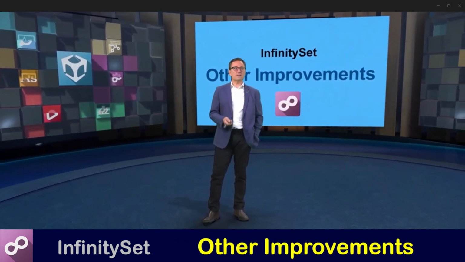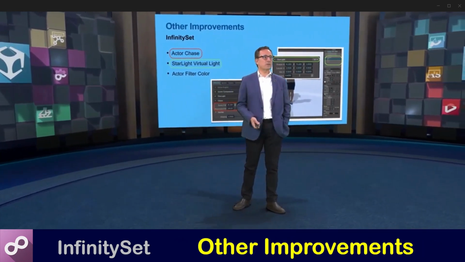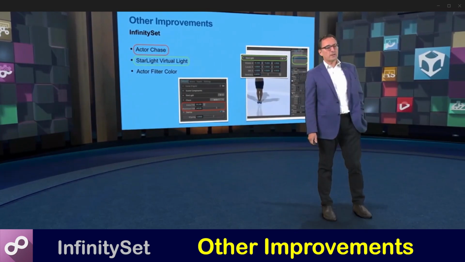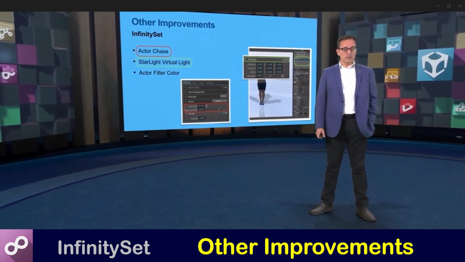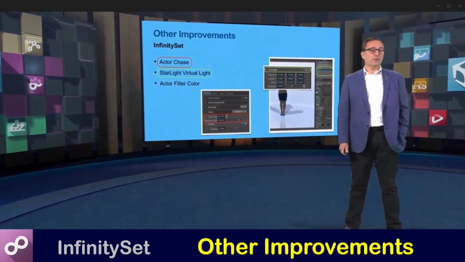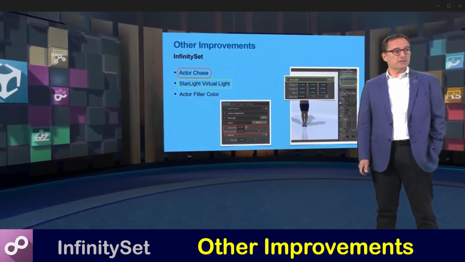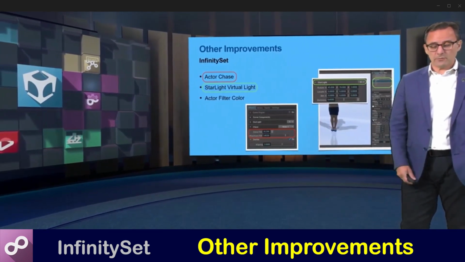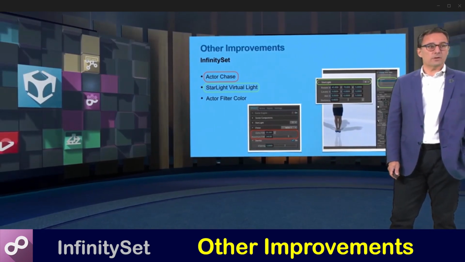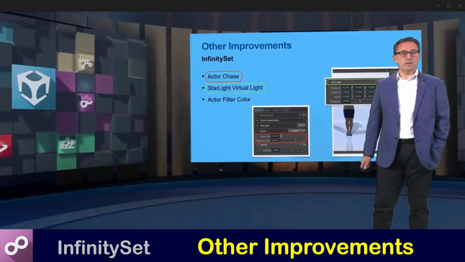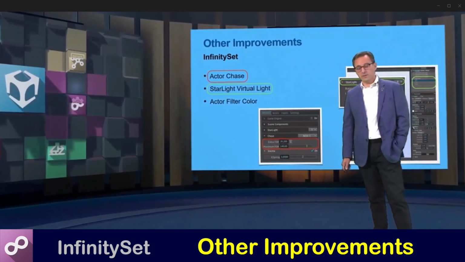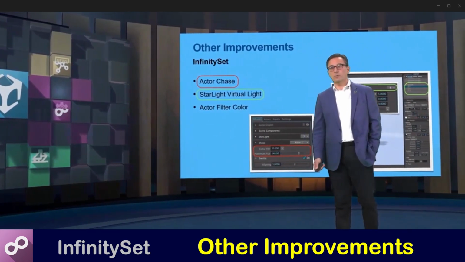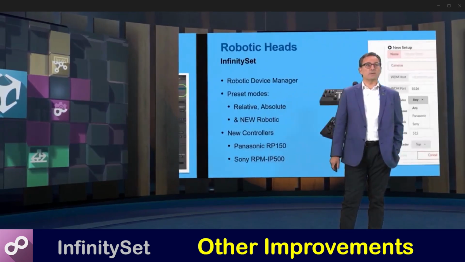So some other improvements inside InfinitySet. These are minor improvements. We have things like the actor chase. So when we are in a track free, we know the position of the actor, and we can have a camera moving accordingly to follow the person. So this is the actor chase. We have the starlight virtual lights. Also, we can easily create lights for an actor just with an effect. We have the color filter for the actor, making very seamless transitions when you are using track AR with movies. Okay, so these are new features.